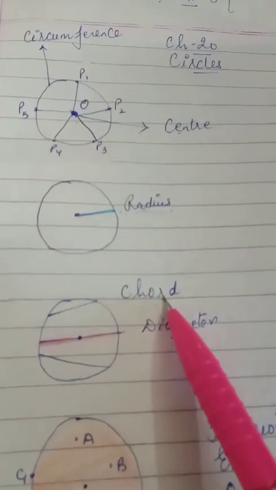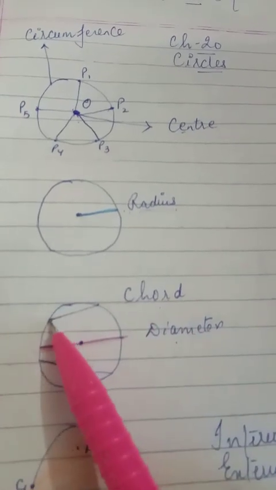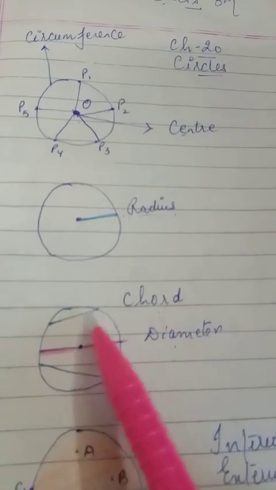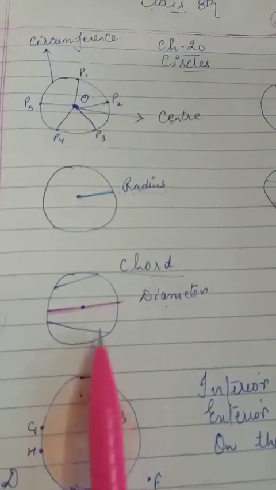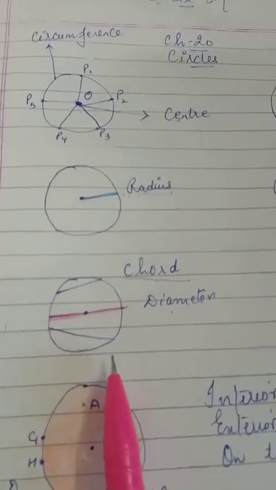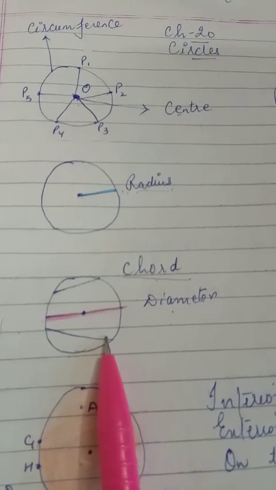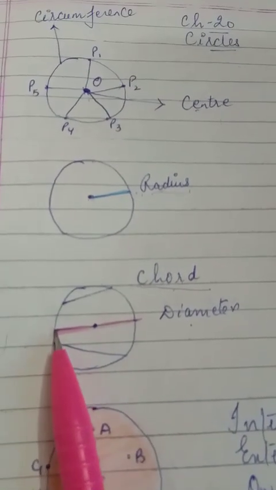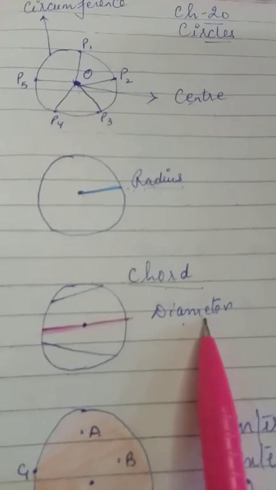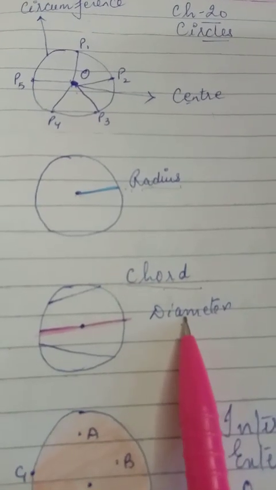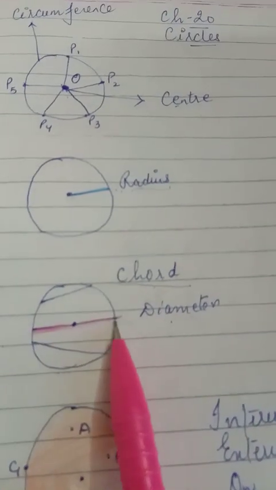Coming to chord. A line segment from one end of the circle to the other end of the circle is called a chord. Now you can see from one end to the other end, this is also a chord. But when a chord passes through the center, it becomes the diameter. So diameter is nothing else but a chord that passes through the center of the circle.